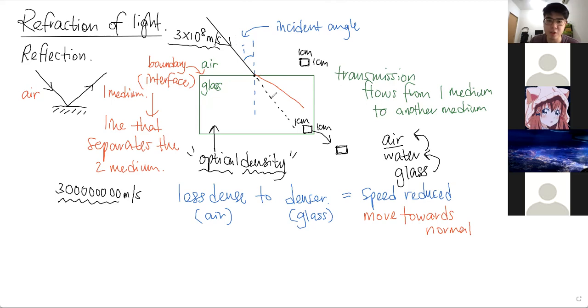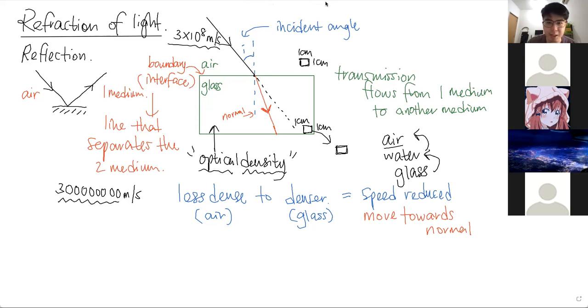We take the original path as the reference, as the indicator of whether it moved towards or away. So if it's on this side, then it is towards the normal. Okay, you can see the light ray is bent a little towards the normal. This is your normal line, right? Then don't forget again, direction arrow. So this is the light ray, the direction of the light ray.